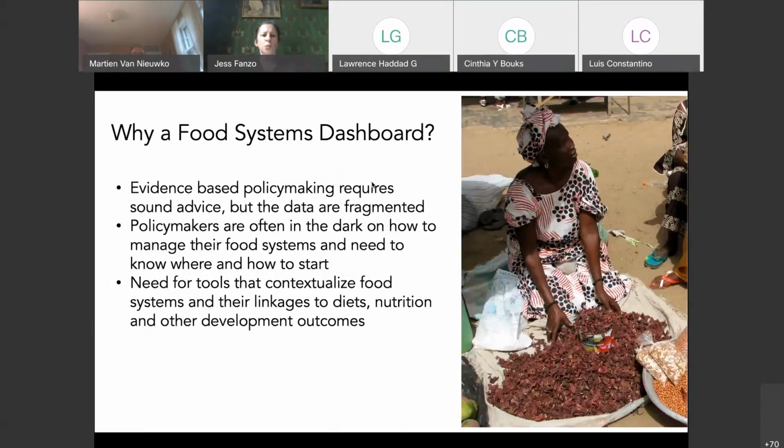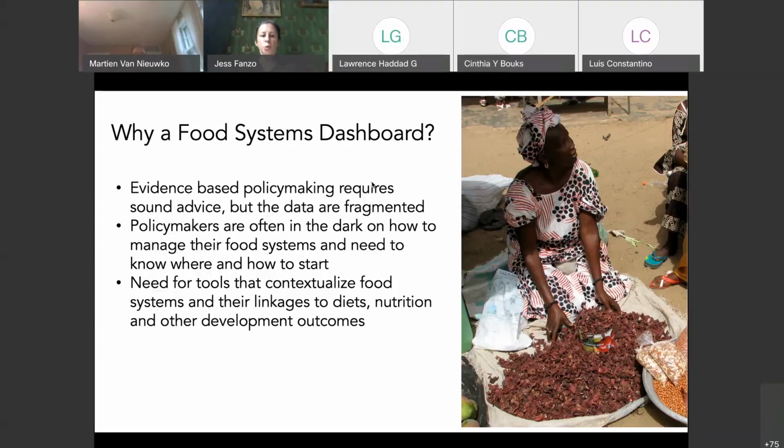So as Lawrence had said, we decided to build this food systems dashboard. And one of the bigger reasons was that policymakers need to understand their food system, what kind of food systems are in their country, and understand how they're faring, how they are providing diets for their citizens. But the data to inform policymakers is not there, or it's fragmented, or it's out of date. So policymakers are often in the dark on how to manage their food systems, and they don't know where to intervene. They don't know where to start to try to improve them.